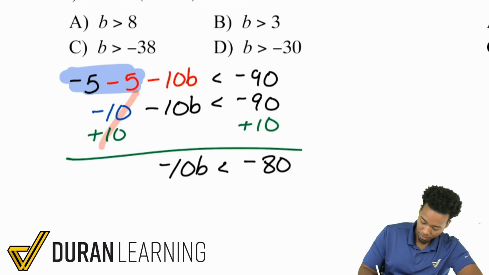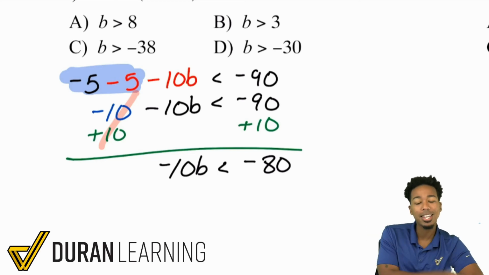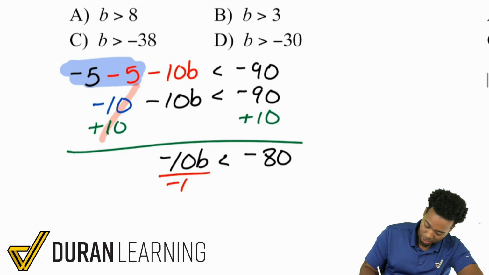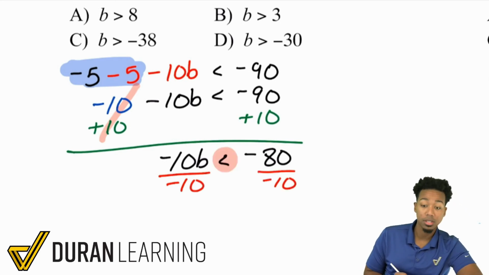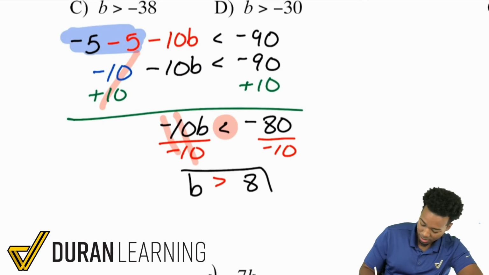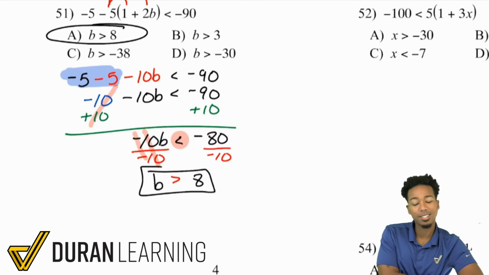And now take a look. Are we going to have to flip the inequality or no? We are, because we have a negative 10 on the b, so we're going to divide by negative 10, and dividing by a negative triggers that swap. So there we go. We'll go ahead and divide both sides by negative 10, understanding that that's going to cause the inequality to flip. So it cancels out here on the left side, giving you b is greater than positive 8. And there's your answer. b is greater than positive 8.